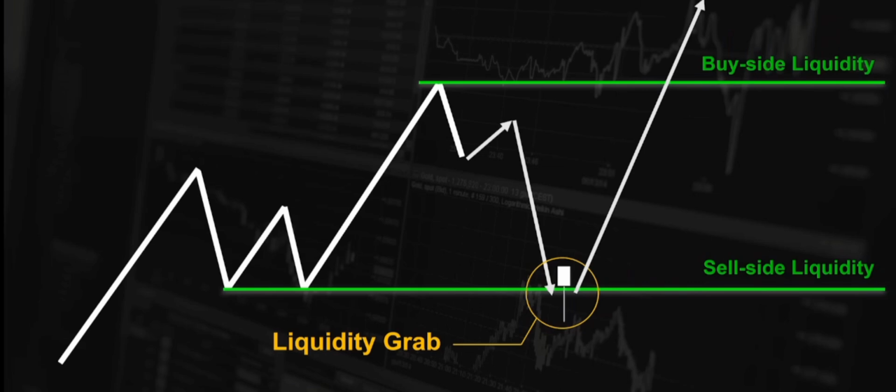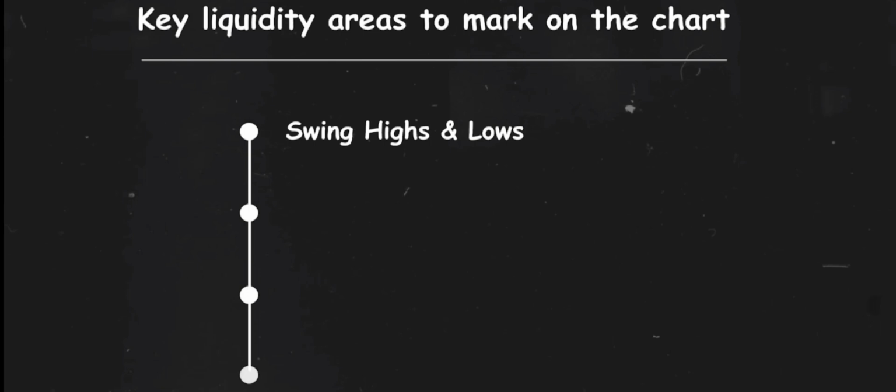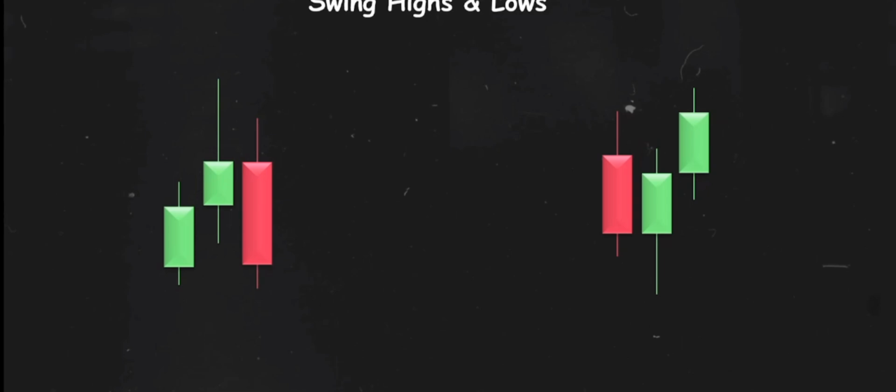Now let's talk about the key liquidity types you need to mark on the chart. Number 1. Swing highs and swing lows. We've mentioned these terms many times, but what do they actually refer to? Swings are price turning points where 3 candles form a specific price pattern. A swing high is a candle that creates a high, but the candles before and after it have lower highs and lower lows than the middle candle.